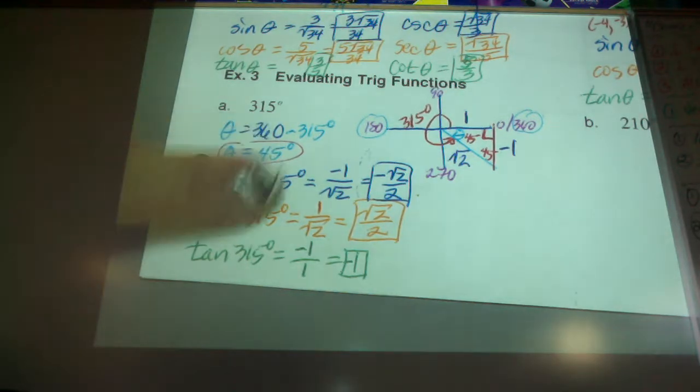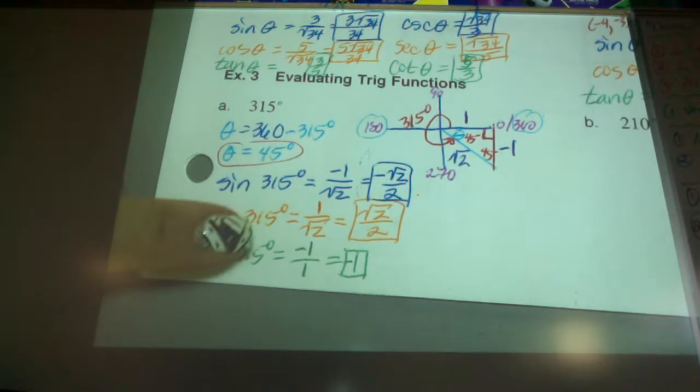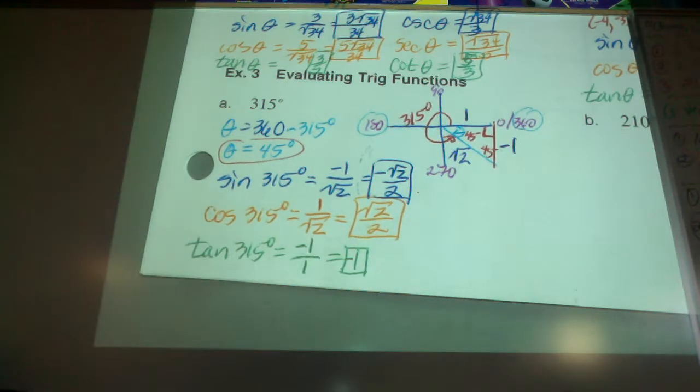Notice that only one of the functions was positive. In all quadrants but one quadrant, all the functions will be negative but one. There's only one quadrant where they'll all be positive, and I'll talk about that in a minute. Allie, are you still with me? Okay. Are you writing?